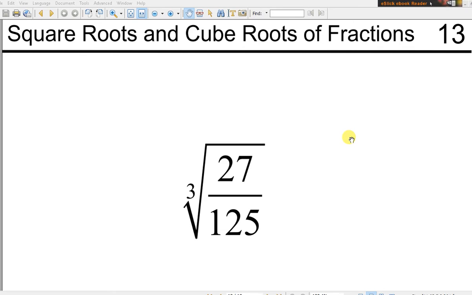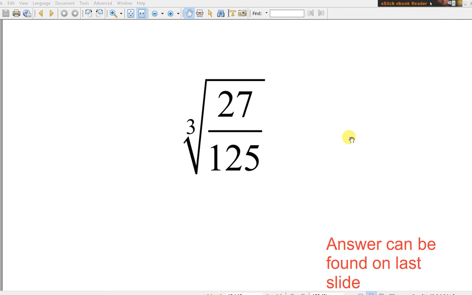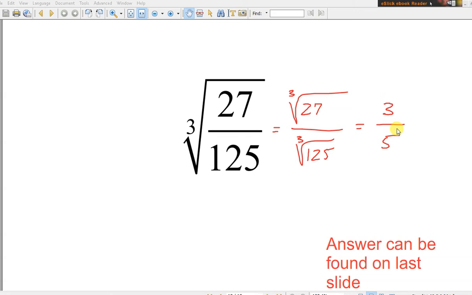All right, let's do this one. Why don't you do this one and then type it into the chat feature. I can't simplify it, so I'm just going to go with this. This guy breaks down into the cube root of 27 over the cube root of 125. Cube root of 27 is 3. Cube root of 125 is 5, so it's 3/5.